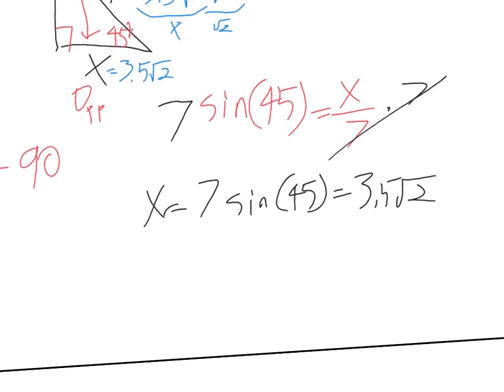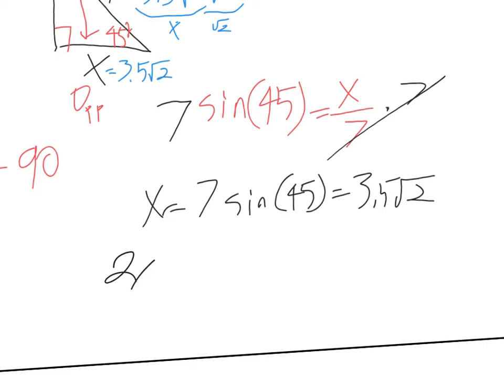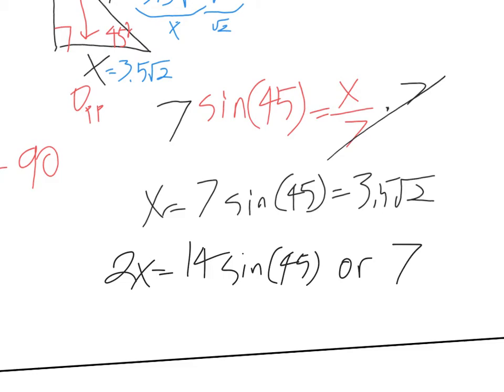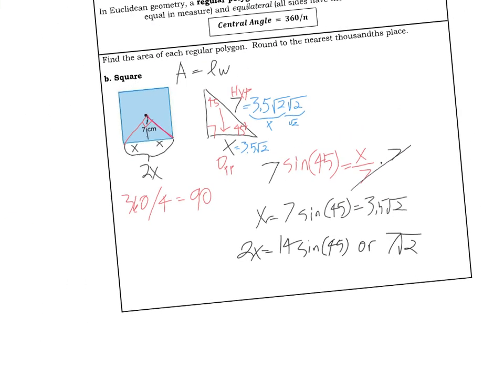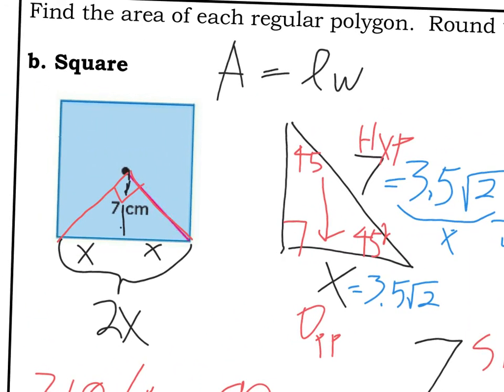So if I want to figure out what 2x equals, I'm going to say that 2x will equal 14 sine of 45. Or I can say just multiply 3.5 times 2, that's 7. So 7 square root 2 is what my 2x side equals. So I'm going to go back to my square here, and since 7 square root 2 is less to write down, I'm just going to write down a 7 square root 2.